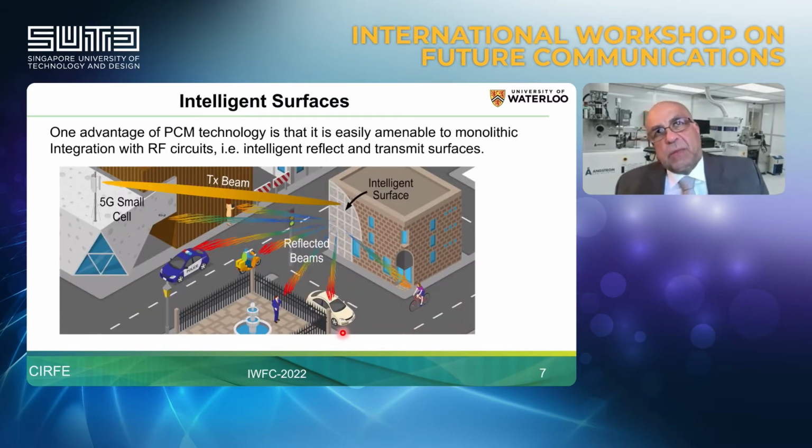But really, the most important advantage of PCM technology is that it's easily amenable to monolithic integration with RF circuits. So for example, you can make an intelligent surface, an intelligent reflect and transmit surface. You can have these tiles, each tile is about say 4 to 5 inches, and you can integrate the antenna with the PCM elements. This basically could be meta-structures, periodic arrays, and you can integrate them with switches to be able to design an intelligent reflect and transmit surface. That's really one of the potential applications of this technology because it's very easy to integrate PCM technology with RF circuits. You cannot do that with CMOS. You can do it potentially with MEMS, but it's still a little bit tougher than PCM.